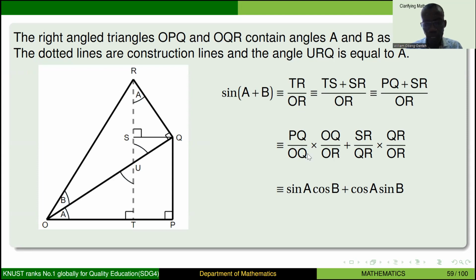Now over here too, we are now going to look for our sine B. So we move over here, our sine B. And we want to remember that our sine B will be opposite over our hypotenuse. So that will be our QR over OR for our sine B. Now you could see that our sine A plus B can be expressed as sine A cos B plus cos A sine B. So look through it from this point up to this point, then relate it to the diagram. You see that easily you can generate our sine A plus B in this form.